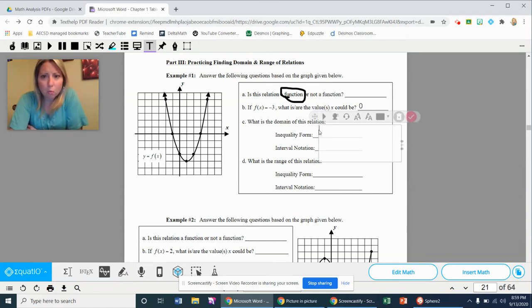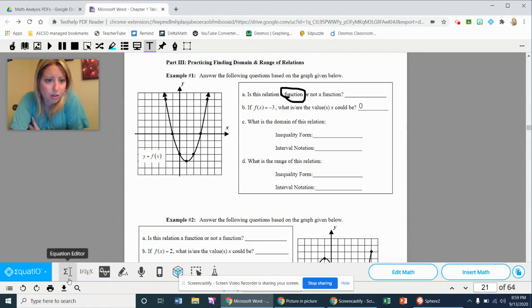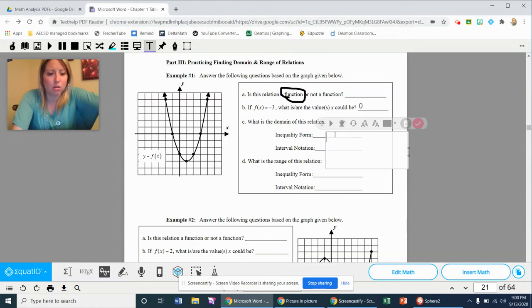What is the domain of this relation in inequality form? Got it. I'm going to need math type down here. In inequality form, I don't need math type. I can use typewriter because I'm going to write out all real numbers.